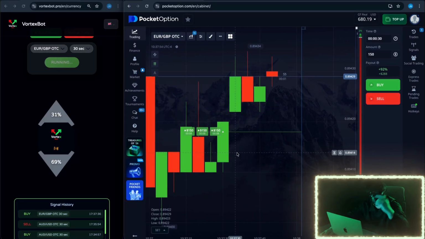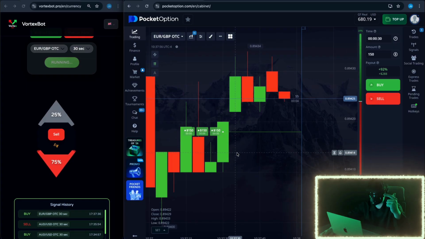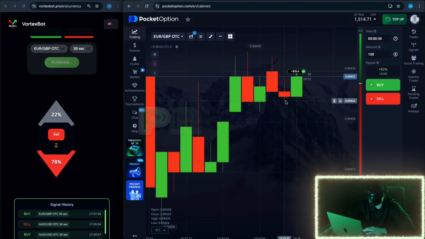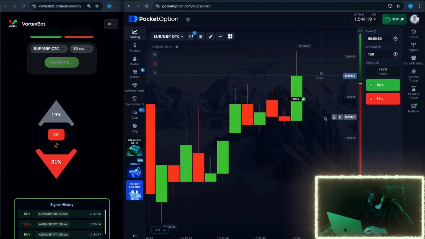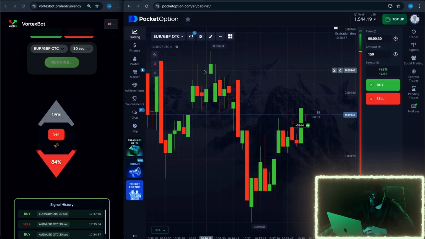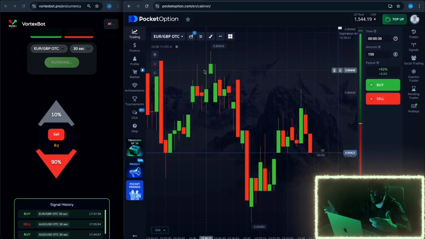Guys, VORTEX Bot is loaded with a lot of signals, a lot of indicators, and a lot of strategies. That's why it analyzes the market as thoroughly as possible before giving you a signal. We get $864 and we managed to make a profit from this currency pair. Not as much as we wanted, of course, but that's okay, guys. After all, this is trading. It's impossible without losses, and you should be happy with any profit.